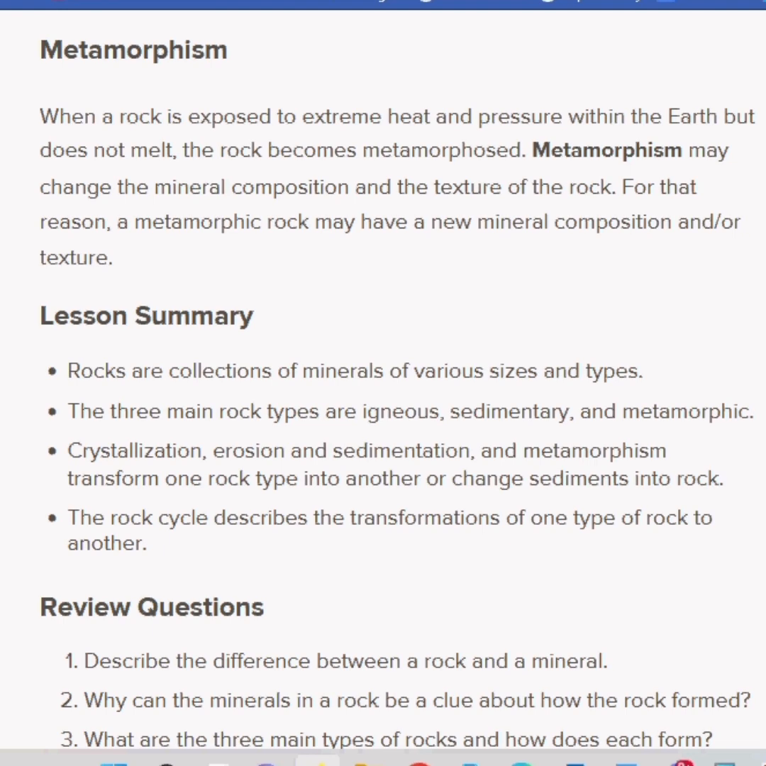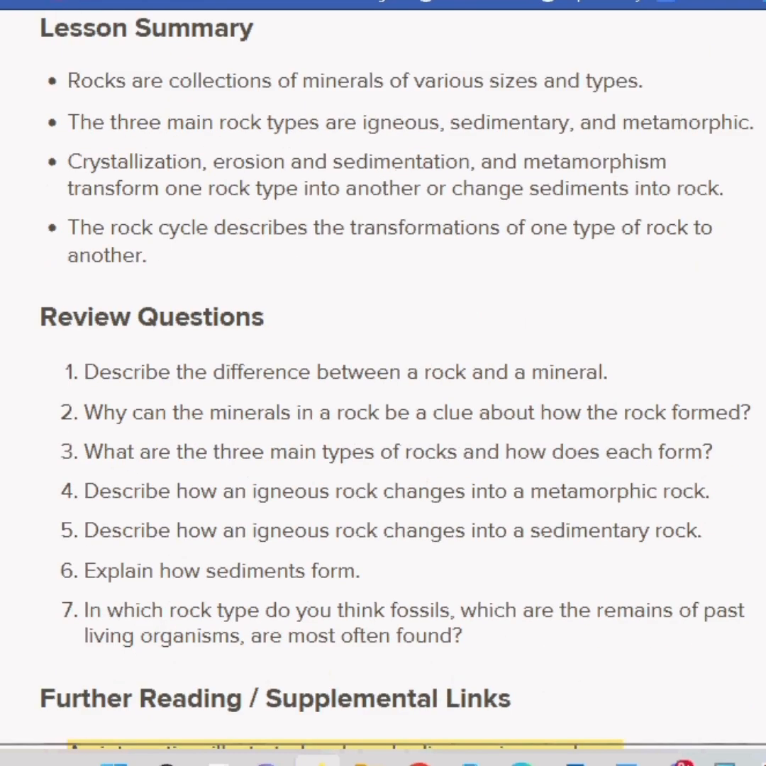Lesson summary. Rocks are collections of minerals of various sizes and shapes. The three main rock types are igneous, sedimentary, and metamorphic. Crystallization, erosion and sedimentation, and metamorphism transform one rock type into another or change sediments into rock. The rock cycle describes the transformations of one type of rock to another.